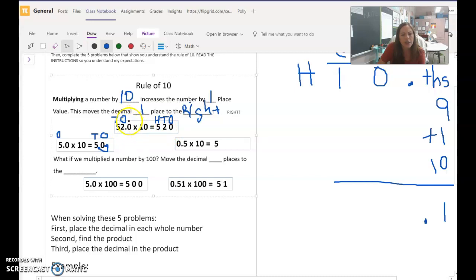What is our 0? What place value is our 0 in here? Well, it's in the tenths. And where did it end up? It is in the ones.